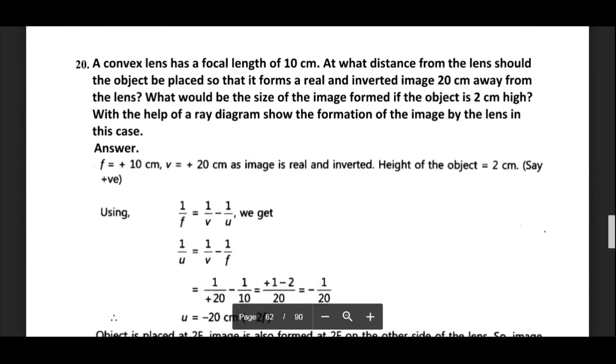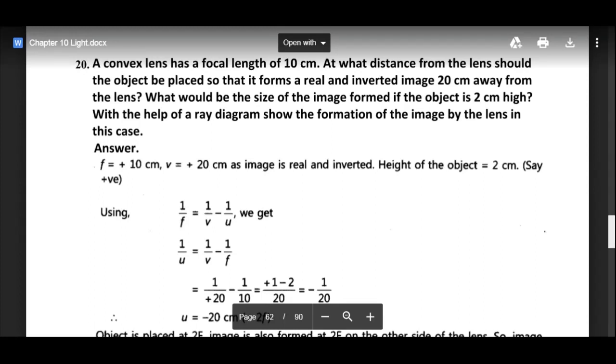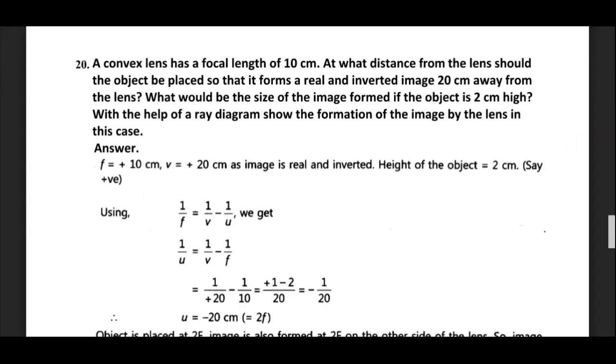Next, a convex lens has a focal length of 10 centimeter. At what distance from the lens should the object be placed so that it forms a real and inverted image 20 centimeter away from the lens? What would be the size of the image formed if the object is 2 centimeter high? With the help of a ray diagram, show the formation of the image by the lens in this case.